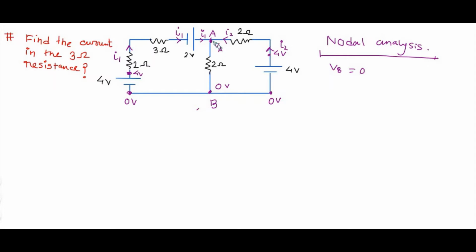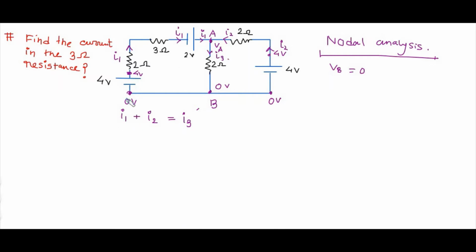Now in between A and B, let's consider the direction of the current. As VA is higher than 0 volt, it should flow along this direction, I3. Now according to Kirchhoff's current law, I1 and I2 are the currents entering, and I3 is coming out. So from here we can say I1 plus I2 is equal to I3. Now let's define this I1.